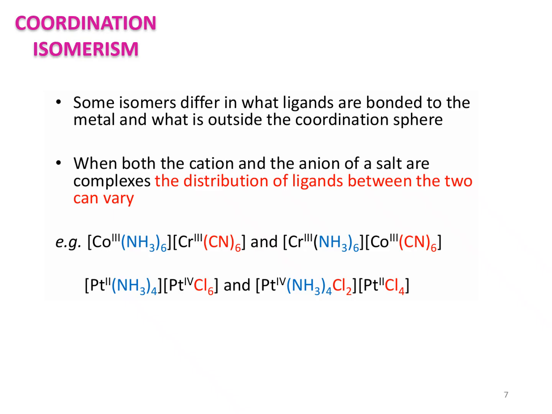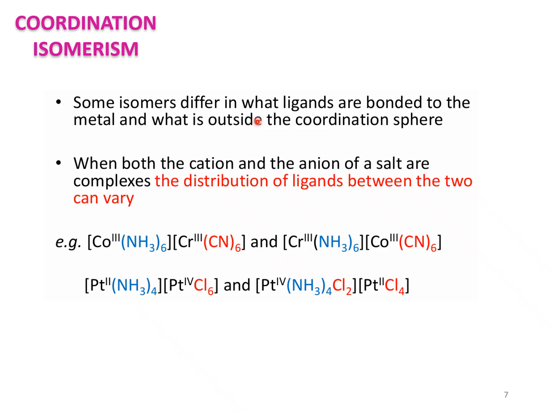The coordination isomer is, okay, let's look at this example here. Now it says here that some isomers differ in what kind of ligands are bonded to the metal and what kind of ligand is bonded to the metal outside of the coordination sphere.